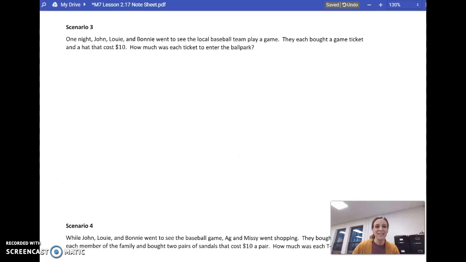All right, so one night, John, Louie, and Bonnie went to see a local baseball team play a game. They each bought a game ticket and a hat that cost $10. How much was each ticket to enter the ballpark? All right, so here's what we know. We know they bought a ticket.